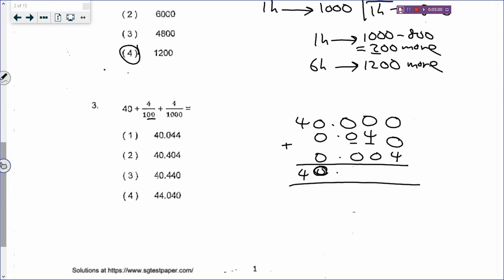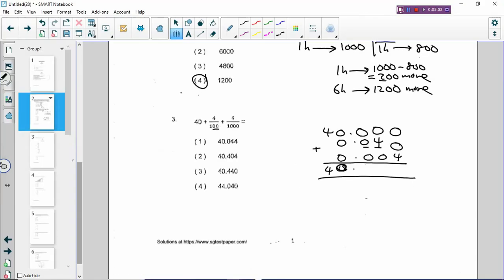40 point, okay, let me just write a bit nicely. So you have 40.044, which is your decimal. So where's the answer? 40.044. So look for the correct number and circle. Okay, so that's how you do number 3. So number 3, you are tested on how to convert fractions to decimal, which is your P4 topic. Okay, let's go to the next one.